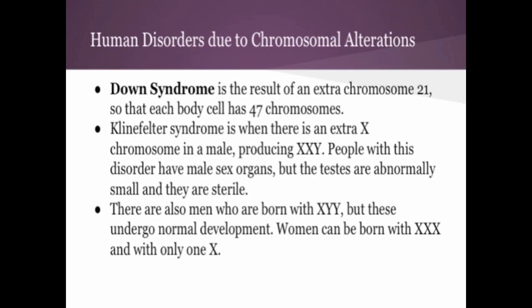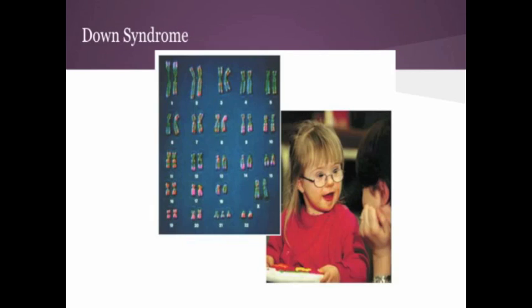There are also men who are born with XYY, but these undergo normal development. Women can be born with XXX and with only one X. Women with trisomy X are slightly taller than normal and are more prone to learning disabilities. Women with only one X are also sterile. Even though the extra X is inactive, some breast enlargement and other female body characteristics are common.